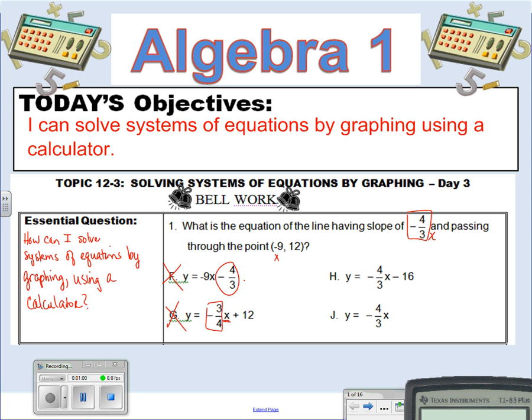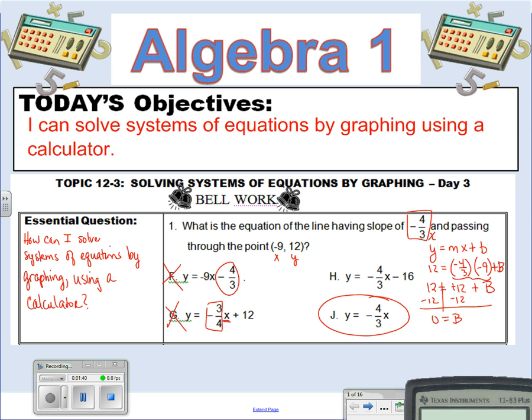We have an x and a y given for a point, so we can use our slope-intercept form, y equals mx plus b, and solve for b. Y is 12, m is equal to -4/3, times x is -9, and then plus b. We're left with 12 equals -4/3 times -9, which is a positive 12, plus b. I'm writing my b as a capital so it doesn't look like a 6. If we subtract 12 from both sides, we are left with b equal to 0. So our equation is going to be J. J has a y-intercept of 0.